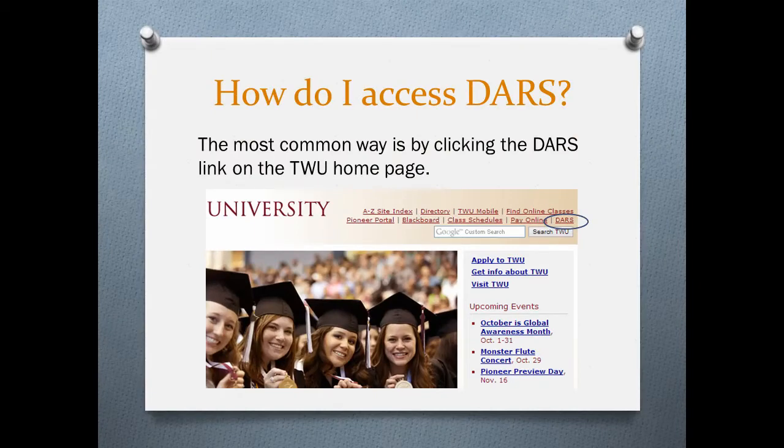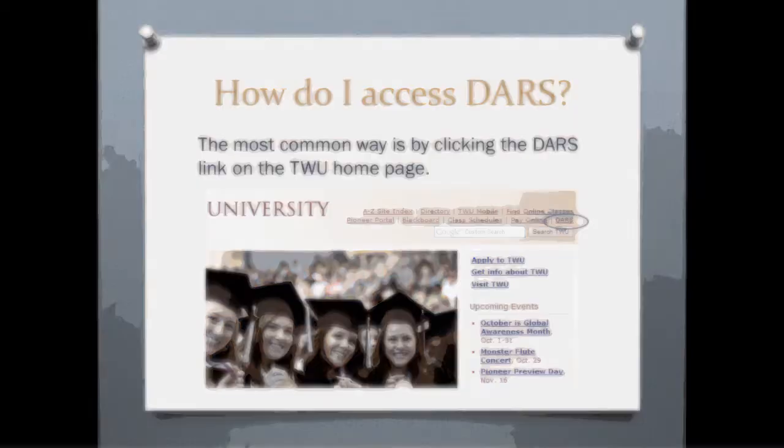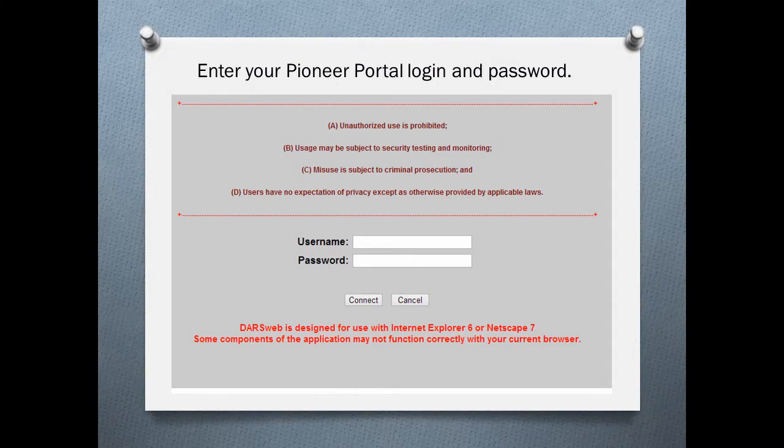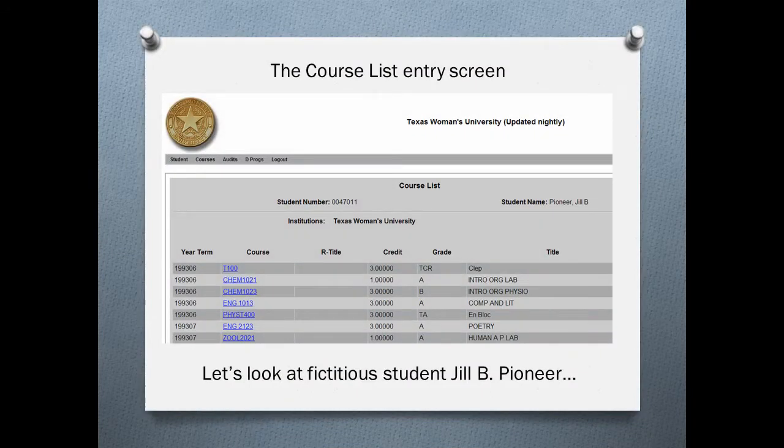You may access DARS in several ways, but the most common way is by clicking the DARS link on the TWU homepage as indicated here. When you are ready to launch the DARS program, select this link as shown. You will be taken to the Pioneer Portal login screen where you will need to enter your login and password. After successfully logging in, the first screen you will see is the course list entry screen. For this video, we will use the fictitious student Jill Pioneer as we use DARS.